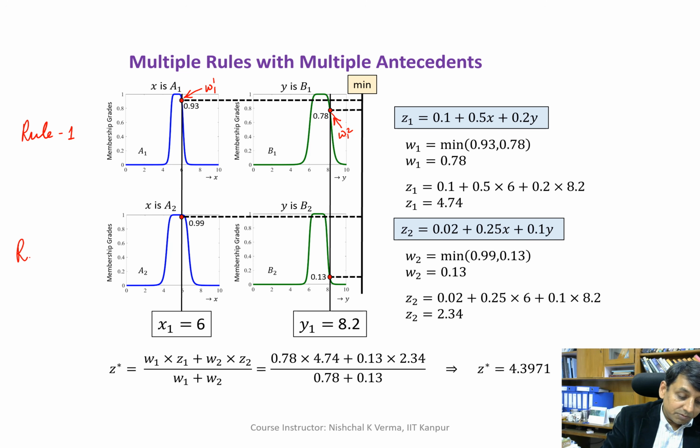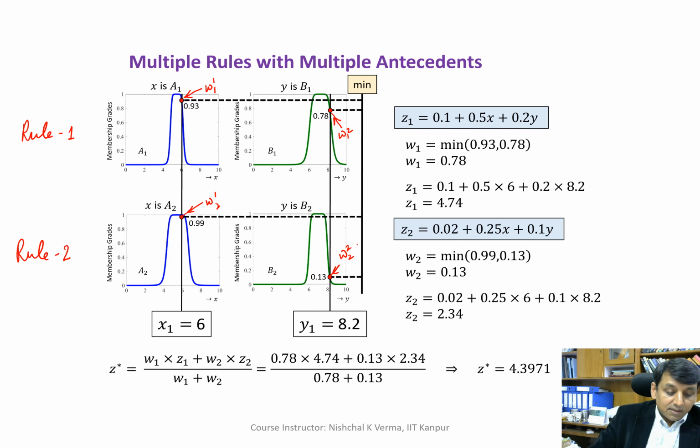Similarly, when we use rule 2, we get this intersection point corresponding to x1 is equal to 6 as W2,1. Here, corresponding to y1 in rule number 2, for the second antecedent, we get the point of intersection as the membership value, which represents the W2,2.